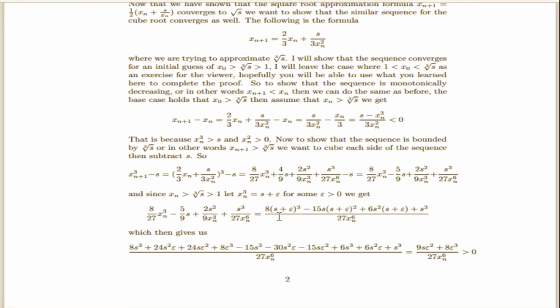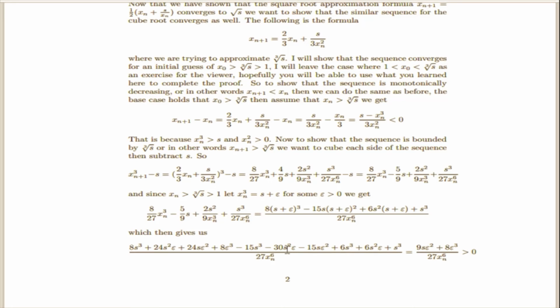Then, distributing out the s plus epsilons, we get 8s cubed plus 24s squared epsilon plus 24s epsilon squared plus 8 epsilon cubed minus 15s cubed minus 30s squared epsilon minus 15s epsilon squared plus 6s cubed plus 6s squared epsilon plus s cubed. And so notice we have an s cubed here, a 6s cubed here, an 8s cubed here, and negative 15s cubed here. That all ends up being 0 because 8 minus 15 plus 6 plus 1 is 0.